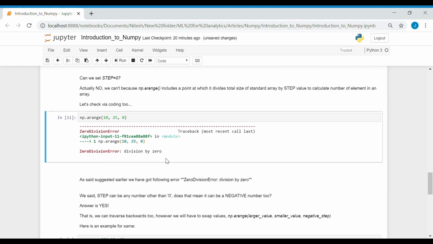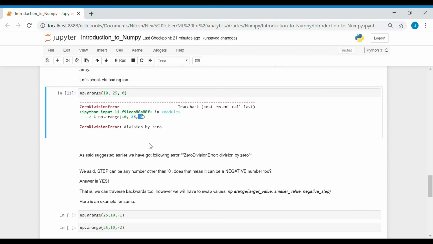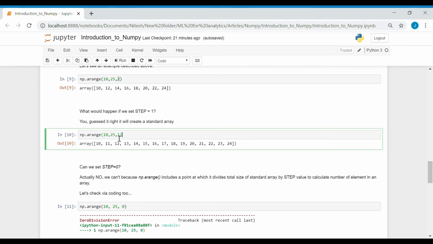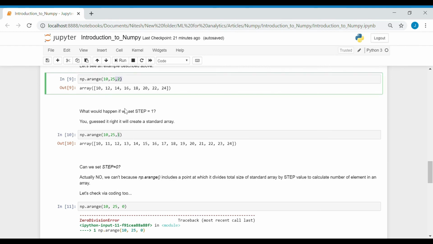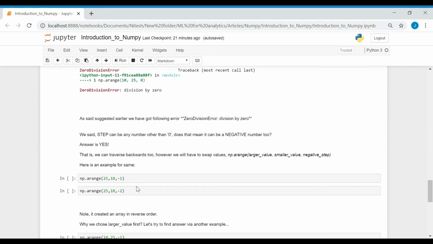And just to correct that, I would say we use the absolute value of this step value. Now you would be thinking why I said absolute value. Because a step value can be negative. What if I put this step value as -1 or -2? What do you think will happen? Let's learn that. So here is our first example.